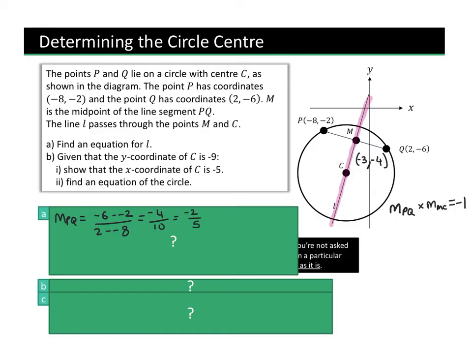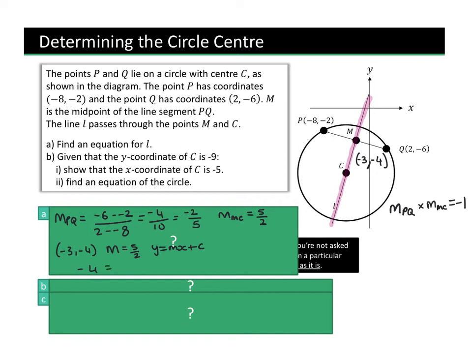So this is the gradient of the line PQ. That means the gradient of the line MC is, we're going to flip it and multiply it by minus 1, which is 5 over 2. We now have the gradient, we now have the midpoint, and we know the equation of a straight line is y equals mx plus c. So I'm going to substitute these in.